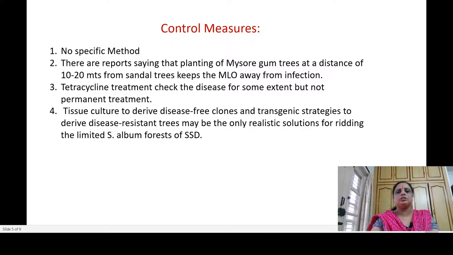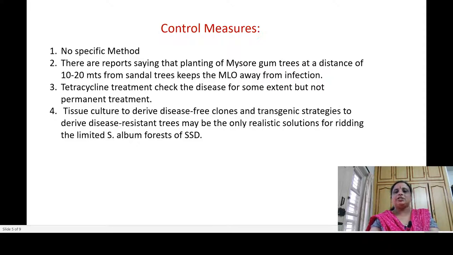So how to control this disease? There is no specific method to control this disease. There are some reports which say that planting Mysore gum trees at a distance of 10 to 20 meters from sandal trees keeps the mycoplasma-like organism away from infection. The reason has still to be discovered. Tetracycline treatment checks the disease to some extent, but it is not a permanent treatment. Tetracycline can kill or make the mycoplasma-like organism static for some time, but this is not a permanent cure for the disease.